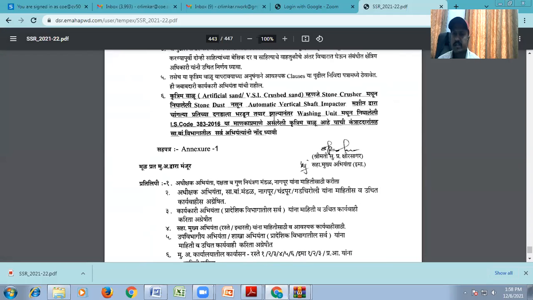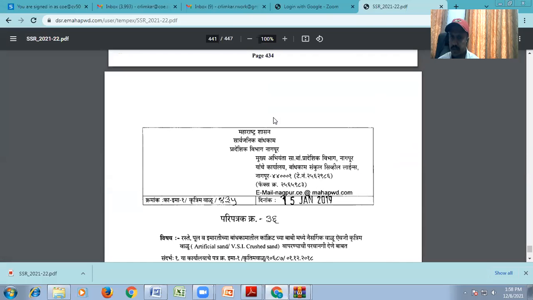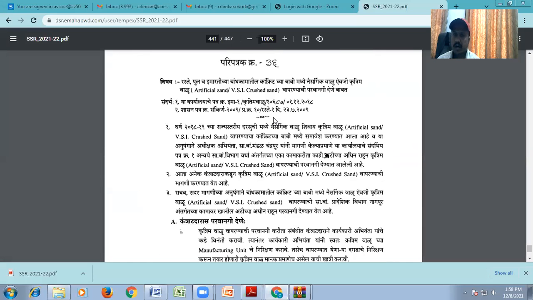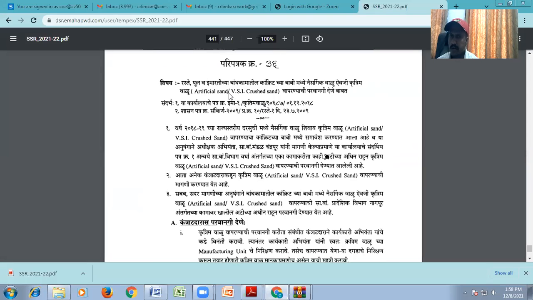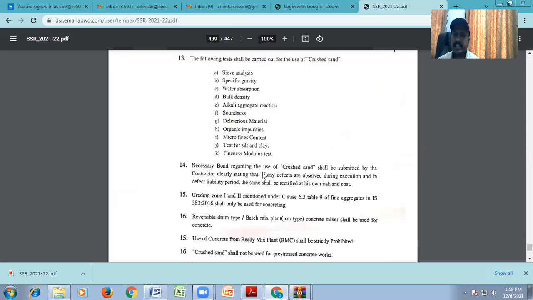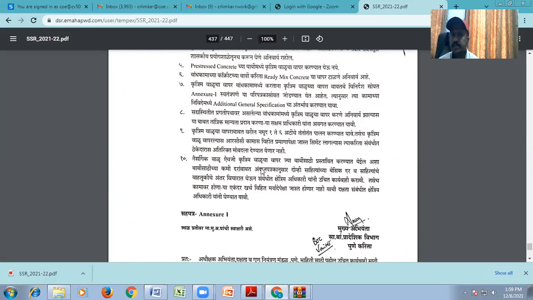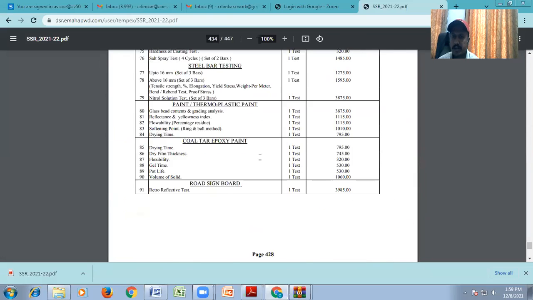See, for this SSR, a very important clause regarding the use of MSAD is also given. Use of MSAD in whatever government projects there are. For that, a notification is also there, for the use of MSAD in English as well as in Marathi. They have given it. We are not interested in that.